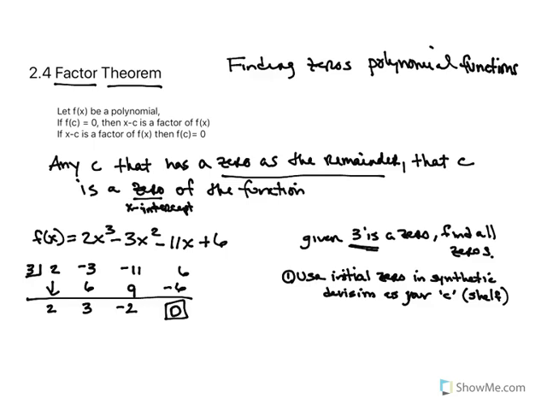So in 2.3, we are introduced to dividing polynomials. And we know that when we do synthetic division and we divide the polynomial, the answer is always going to be 1 degree less than what it was in the initial polynomial. So this would come out as 2x squared plus 3x minus 2.